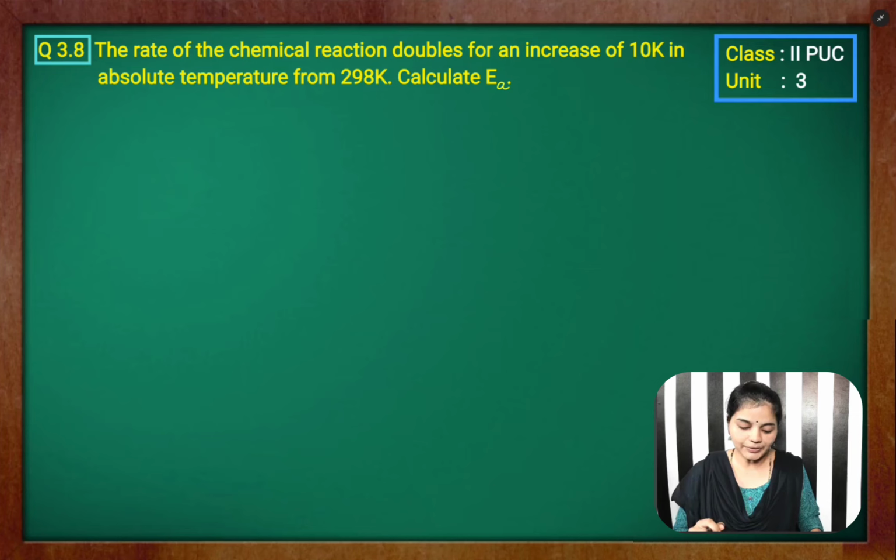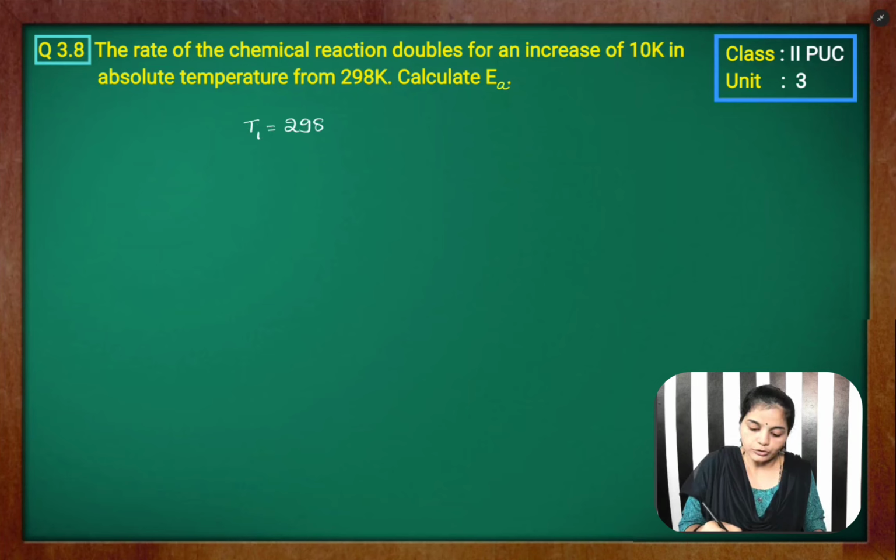Question number 3.8. The rate constant of a chemical reaction doubles for an increase of 10 Kelvin in absolute temperature from 298 Kelvin. Calculate energy of activation. So we are asked to calculate activation energy, and they told that the rate of chemical reaction doubles for an increase of 10 Kelvin. So they have given us one temperature T1, that is 298 Kelvin. And they told that temperature is increased by 10 Kelvin.